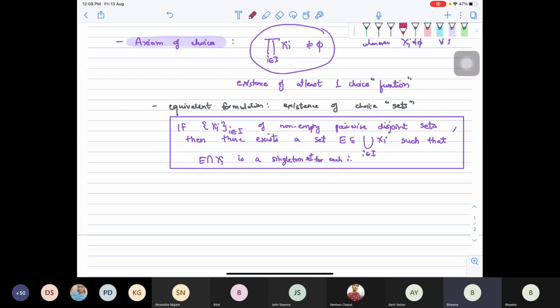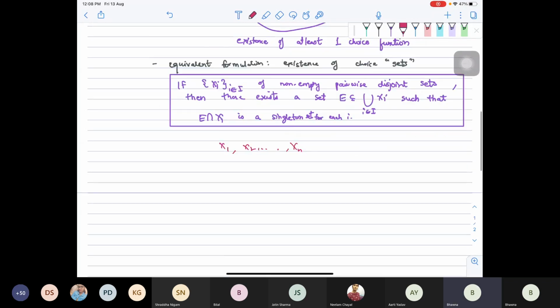So you try to think about it. Suppose we had only a finite collection, say x1, x2, up to xn. They are pairwise disjoint. Let me take an example. Suppose this is the interval 1 to 1.5, this is 2 to 2.5, this is n to n.5. They are pairwise disjoint, non-empty sets of R. Yes or no? Yes, ma'am.